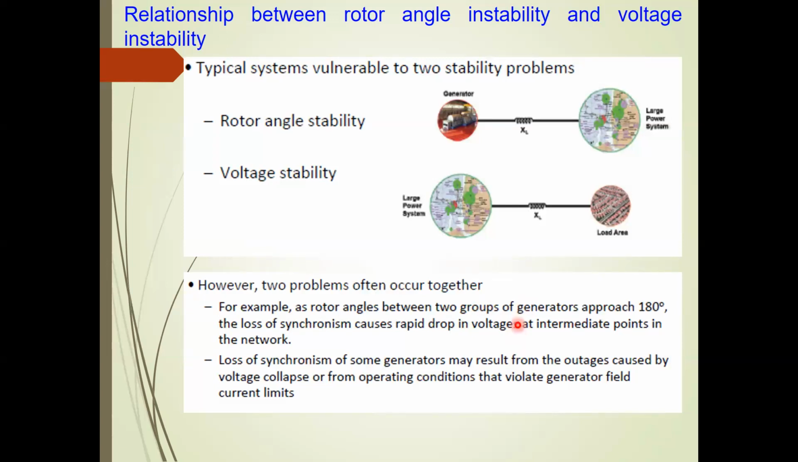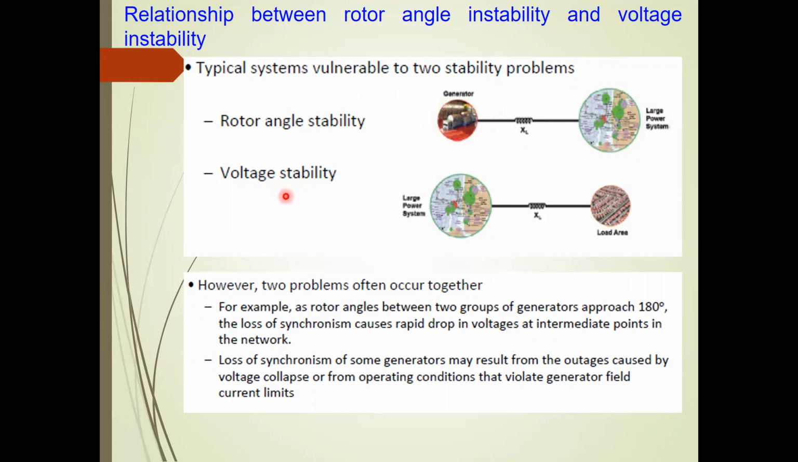Yes. But when we have these two stability analyses, when we talk about rotor angle stability, we talk about one generator with respect to a large network. So remember one thing: rotor angle stability is the relative motion between one generator with respect to a large network or with respect to another generator. So we are saying it for one generator.